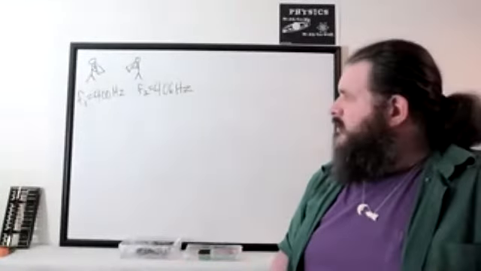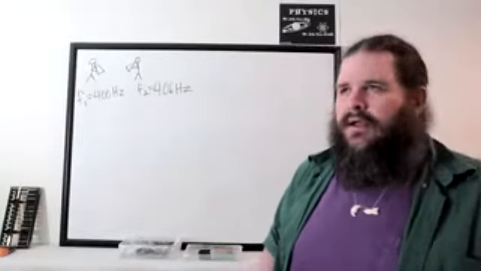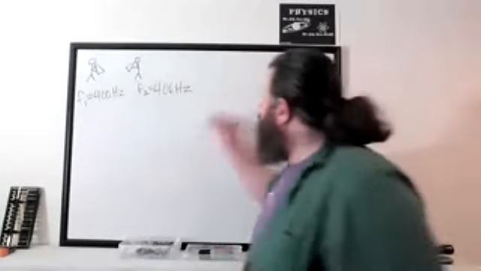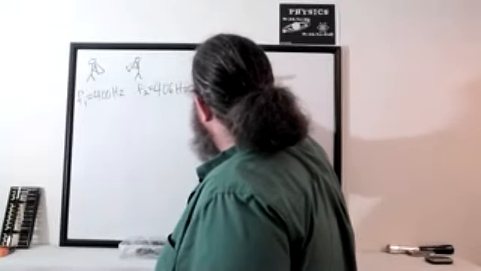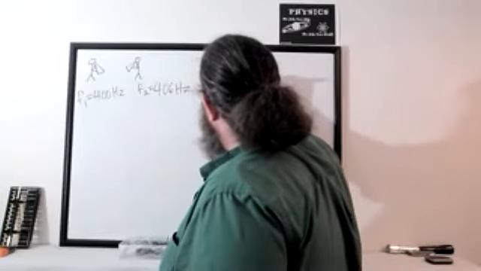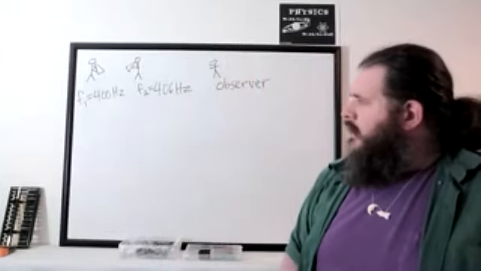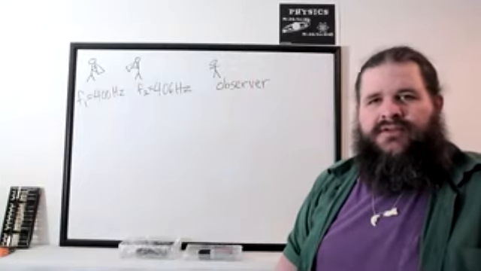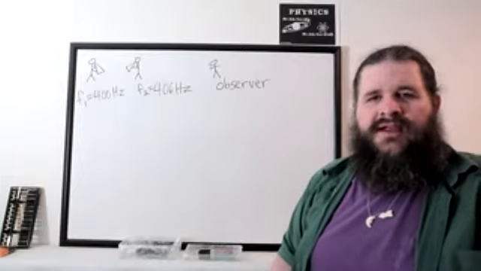So 2 musical instruments, one playing at 400 Hertz, one playing at 406 Hertz. And with the different frequencies, if you're just standing somewhere else listening, you're hearing both of these sounds. And since you're hearing 2 sounds, that's going to lead to some interference.